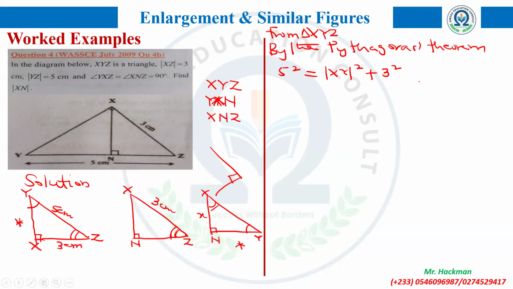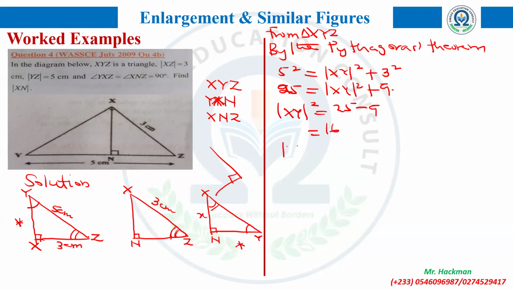If you are mature, you can put the refined version, which will be this one squared equals this one squared minus this one squared. So you can start from there. In this case, I didn't start from there. So you are going to get 25 is equal to the length of XY squared plus 9. So the length of XY squared is equal to 25 minus 9, which will give me the length of XY squared as 16.